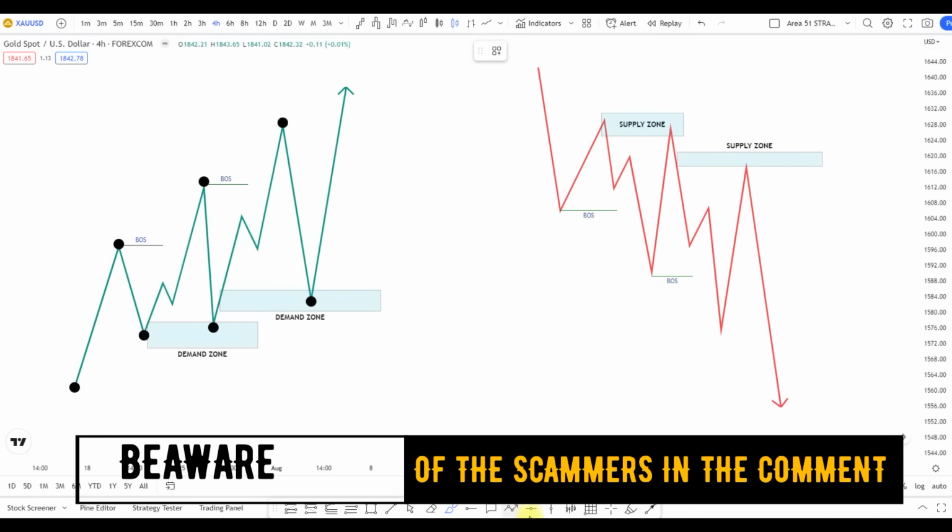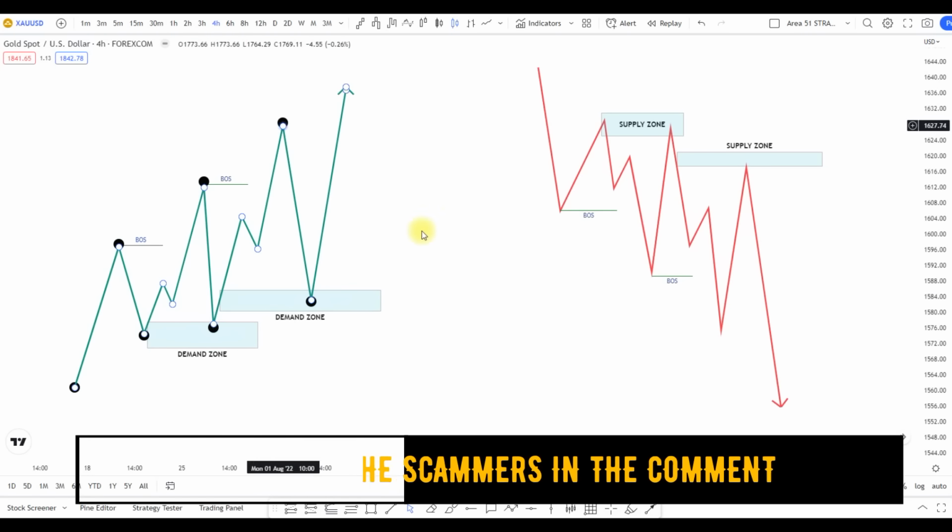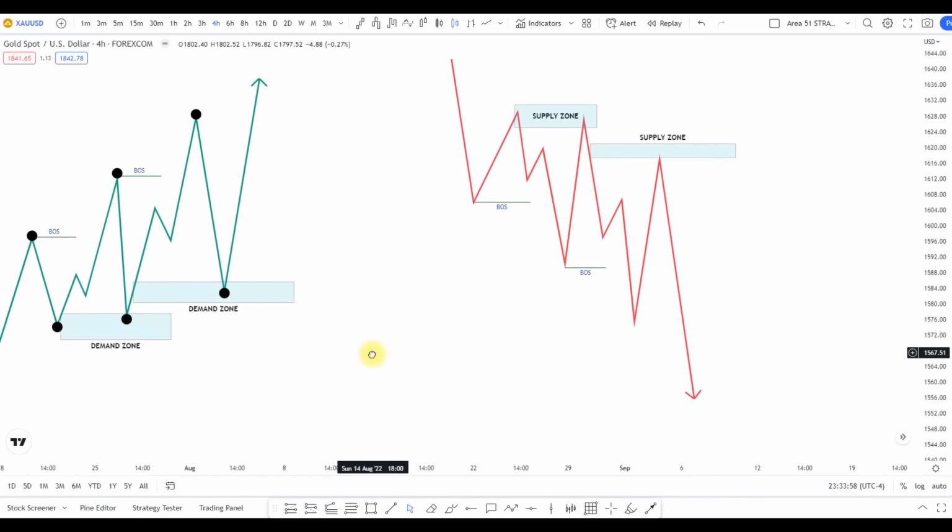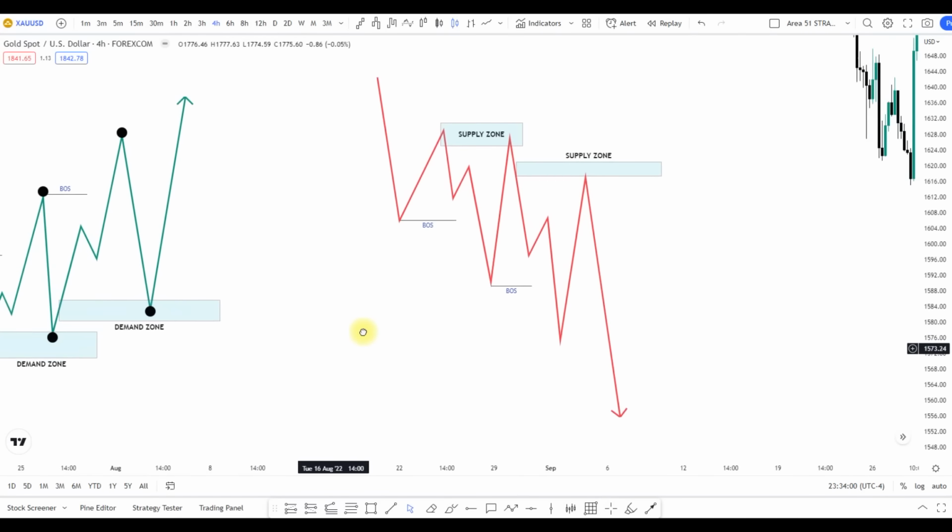Okay. All right. So now that we identify that, we're going to wait for the price to come back all the way back to the demand zone, give us that change of character on the lower time frame, and then we're going to target these highs. Okay. Same thing for the downtrend.